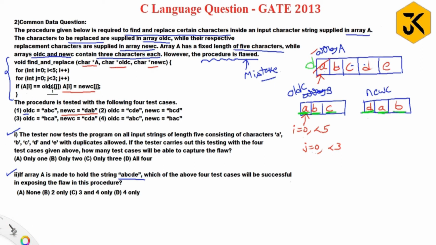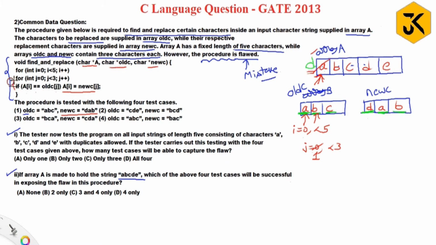Next, in the next iteration, the j value will be incremented by 1. Now, the if condition is executing: if A of i, that is A of 0, what is the value present here? D. If D is double equal to oldC of j, where j value is 1. Is D double equal to B? No. Condition failed.